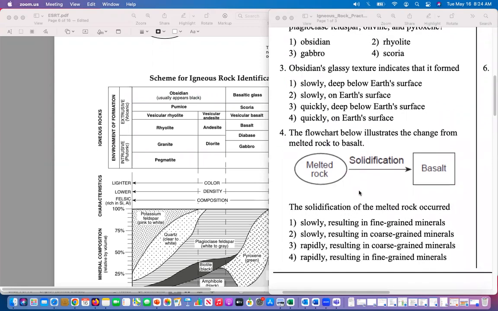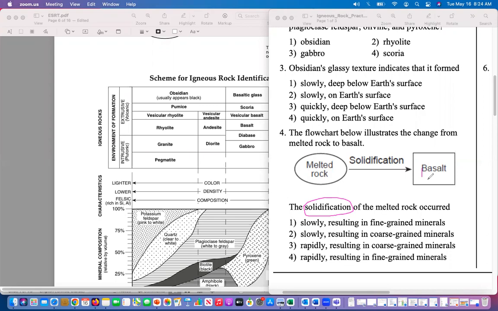Once again, for number four, it gives us a flow chart below, illustrates the change from melted rock to basalt. And it says the solidification of the melted rock occurs. So remember this word solidification, it represents cooling, right? The meaning is cooling, right? And the melted rock needs to cool in order to solidify.